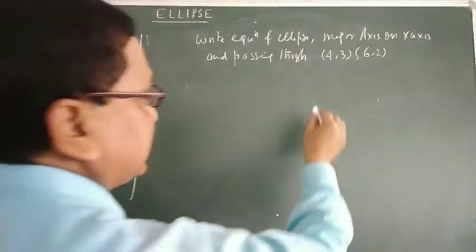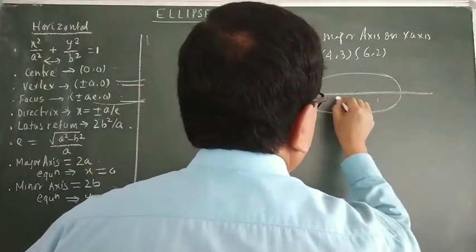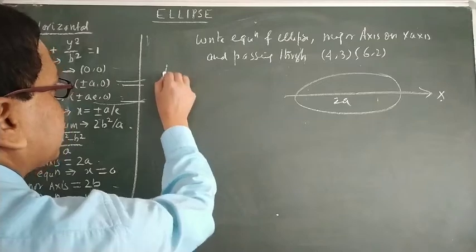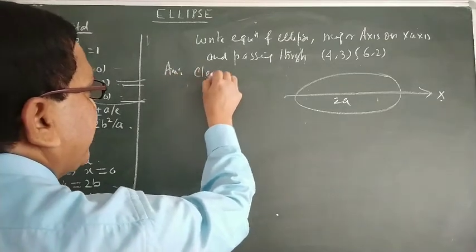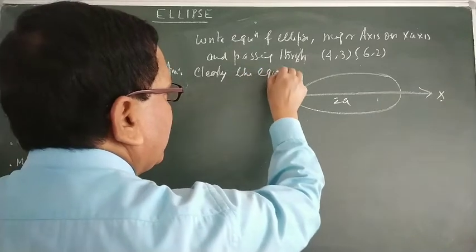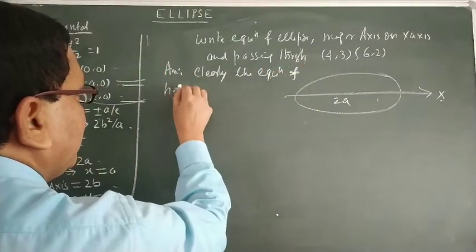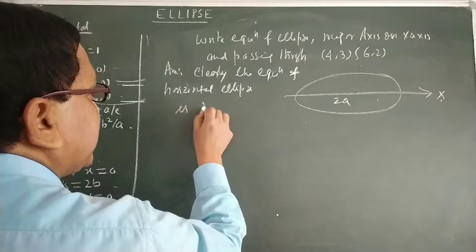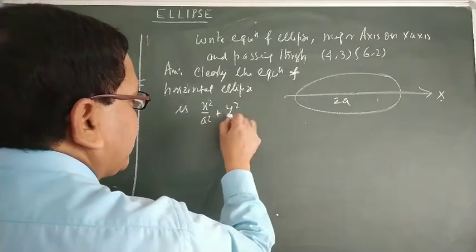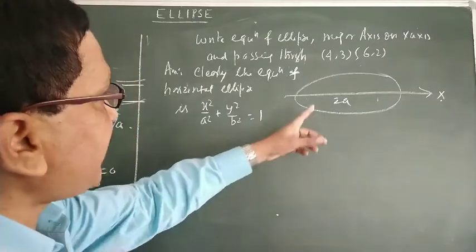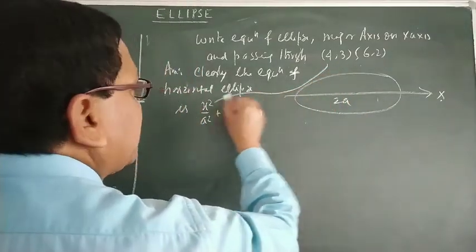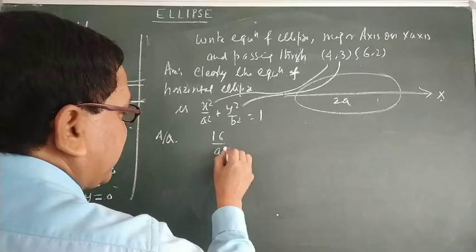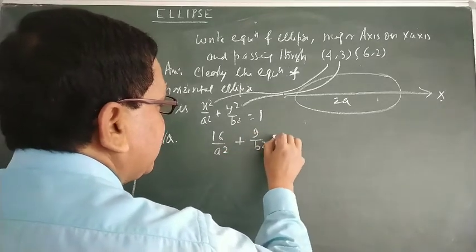Now major axis on x-axis, this type of ellipse, where the major axis 2a is on x-axis. So the equation of this is a horizontal ellipse. Answer, clearly the equation of horizontal ellipse is x square by a square plus y square by b square equal to 1. Now since it passes through 4, 3, put the value of 4 and put the value 3. So according to the question, 16 by a square plus 9 by b square is equal to 1.